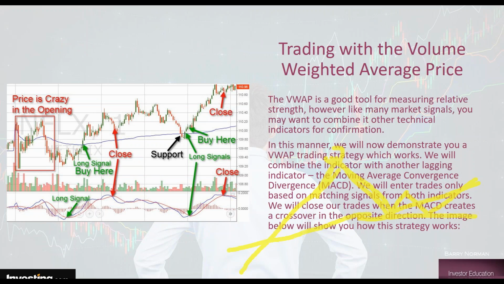So the VWAP is a good tool for measuring relative strength. However, like many market signals, you may want to combine it with other technical indicators. Not may, you need to. VWAP on its own is not a good indicator, but VWAP combined with other indicators gives you confirmed buy and sell signals. Do not use VWAP independently. VWAP independently will tell you if the market is trending up or down and give you an average price, but it's not going to give you open and close buy and sell positions.